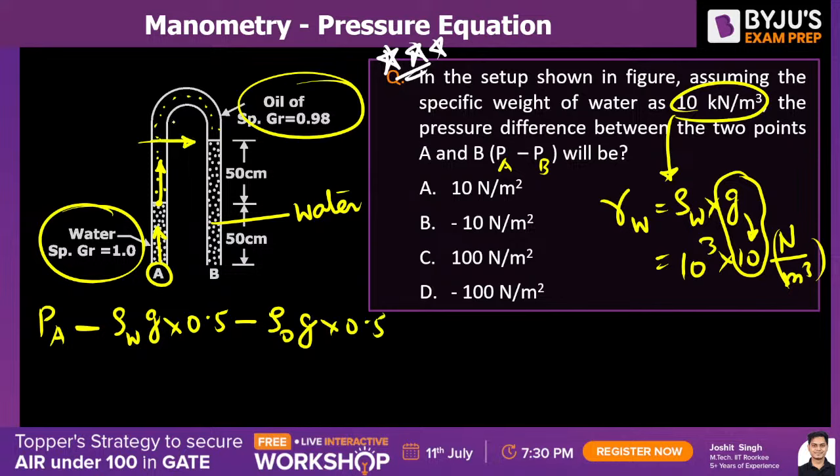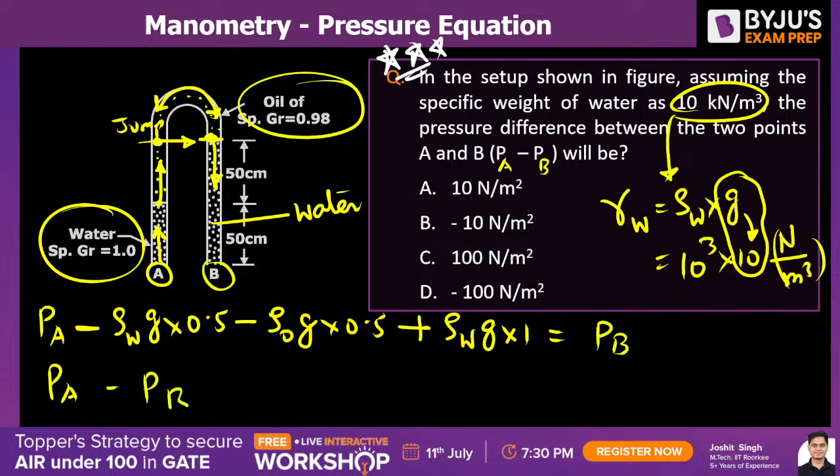Now we can jump from here to here, isn't it? These 2 points will definitely have the same pressure because they are joined by the continuous mass of the same static fluid. Now we are traveling in downward direction, so plus, and we are traveling in water, so density of water into g into 100 centimeter, that is 1 meter, is equal to our destination, PB. So PA minus PB is equal to, g is taken as 10. Sorry, it will be negative on the right hand side.